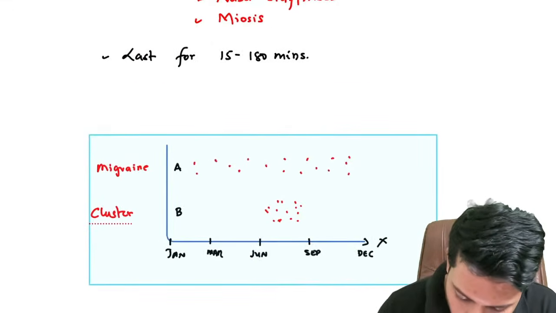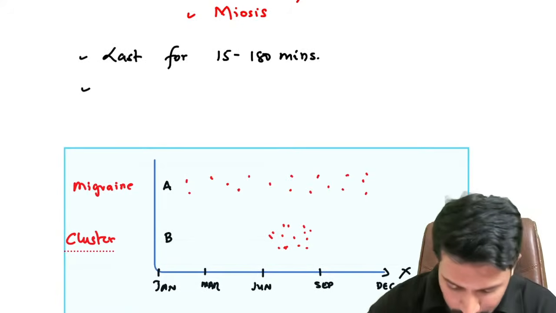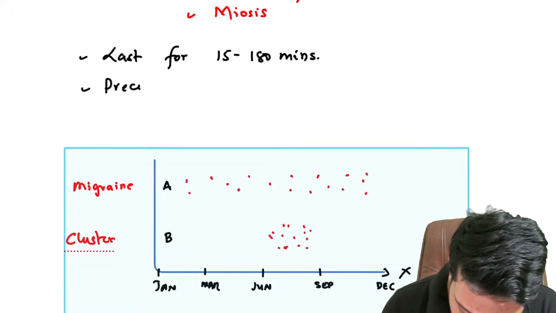Okay, another extra point I want you to mention is that cluster headaches are usually precipitated by alcohol.